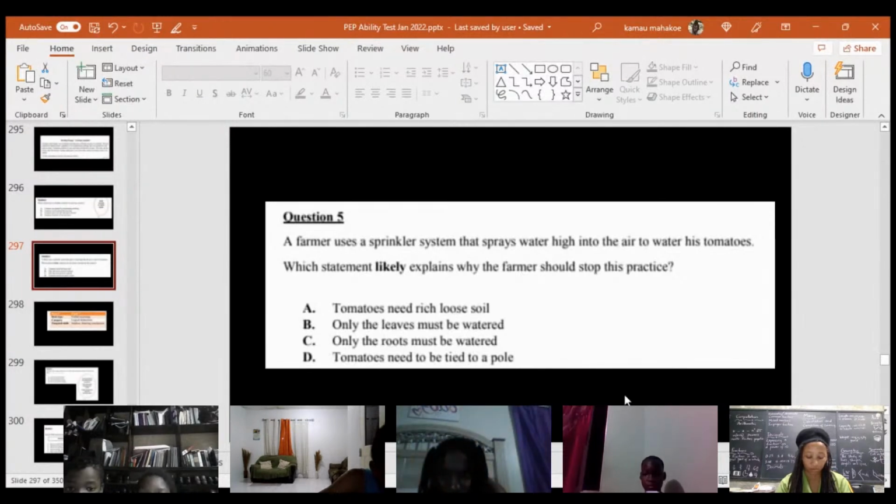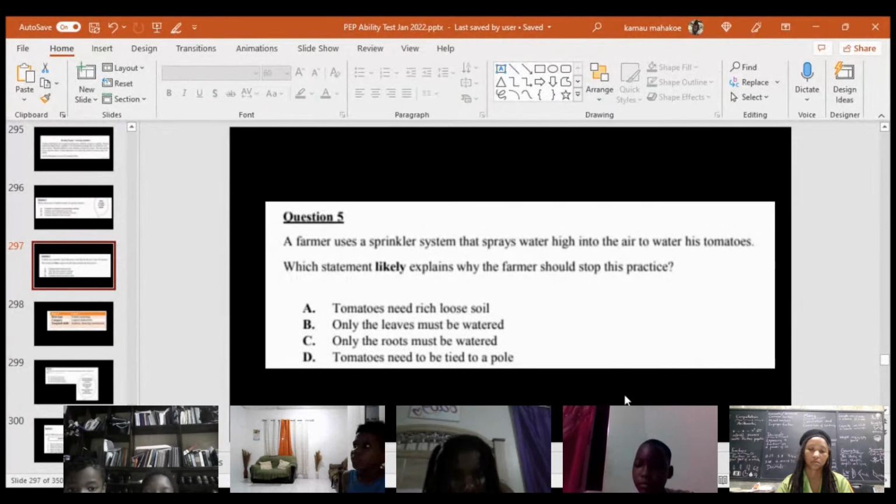Question 5. A farmer uses a sprinkler system that sprays water high into the air to water his tomatoes. Which statement likely explains why the farmer should stop this practice? A. Tomatoes need rich, loose soil. B. Only the leaves must be watered. C. Only the roots must be watered. Or D. Tomatoes need to be tied to a pole.